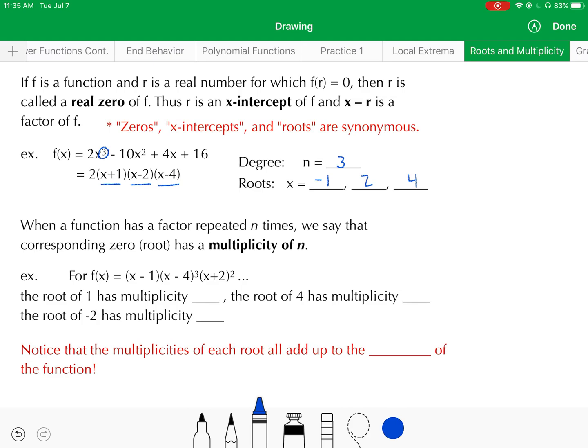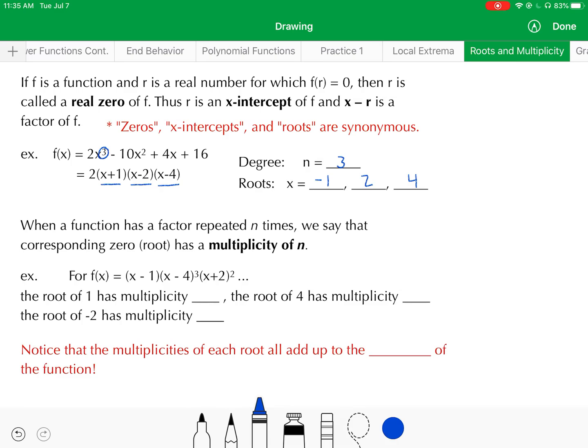Now let's refer to the multiplicity of a root, okay? When a function has a factor repeated n times, we say that the corresponding zero or the corresponding root of that factor has a multiplicity of n. Okay, so basically the power on the factor tells you what the multiplicity of the corresponding root is.